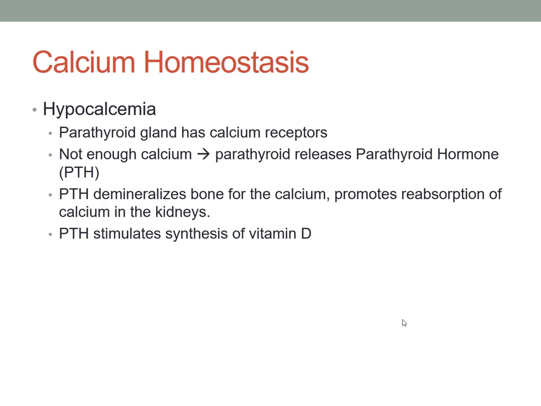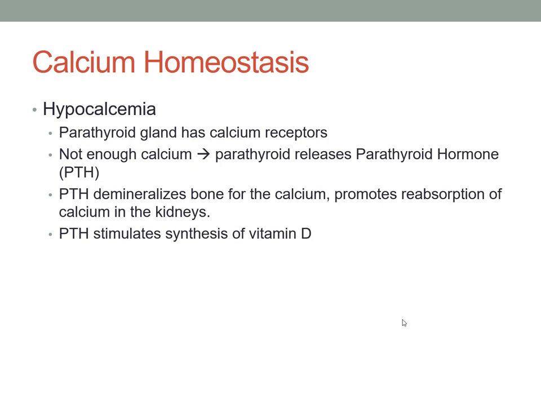The parathyroid gland has calcium receptors. When there's not enough calcium, the parathyroid releases parathyroid hormone, a common abbreviation for which is PTH. Parathyroid hormone demineralizes bone for the calcium and promotes reabsorption of calcium in the kidneys.